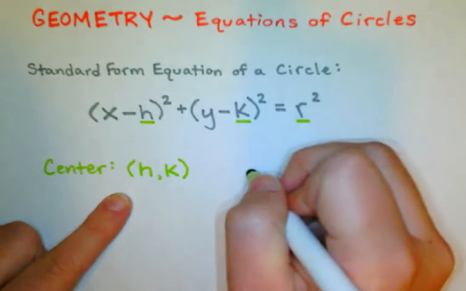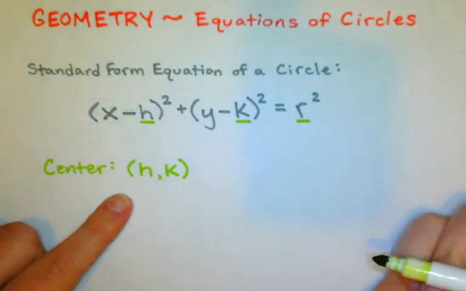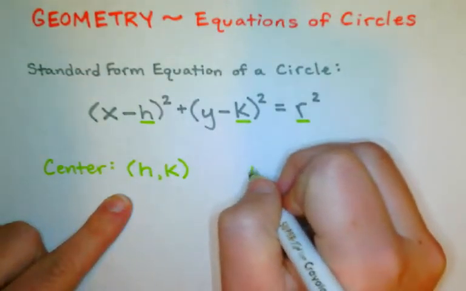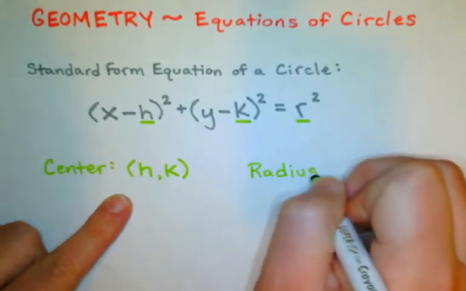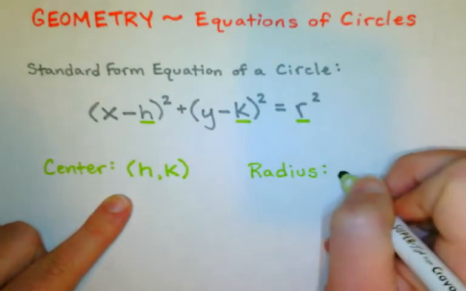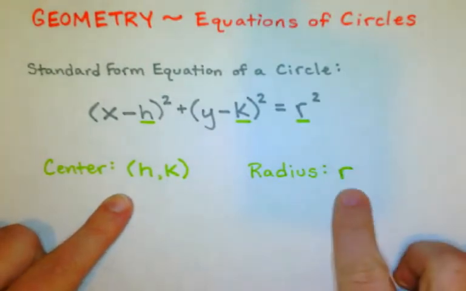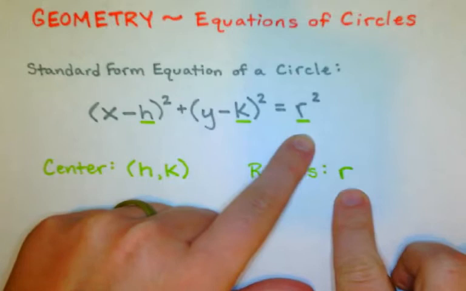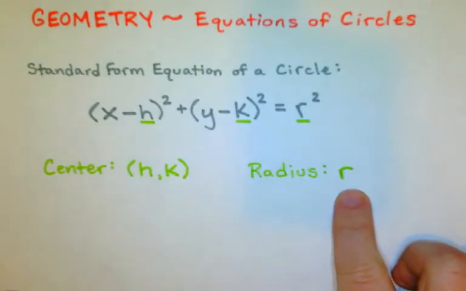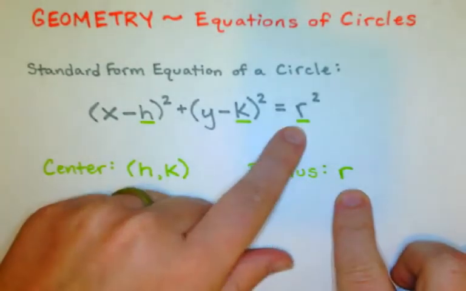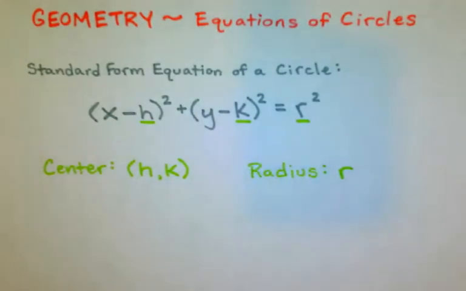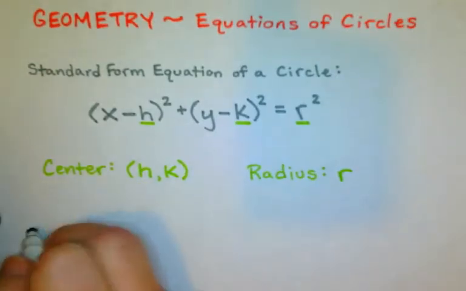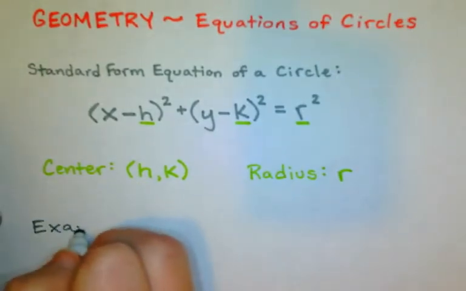This r, what do you guys think the r stands for? Yeah, radius. That's the radius of your circle. But remember, radius is just the r. In your equation, you're going to see the r squared. So we're going to talk about how to determine the radius if this number here is r squared. So let's take a look at some examples.